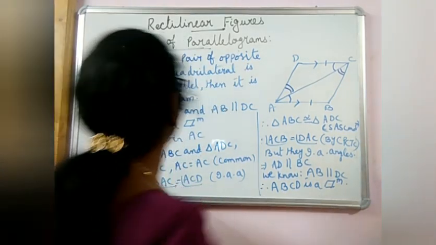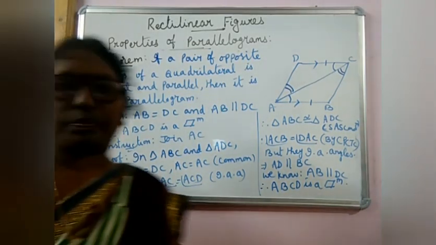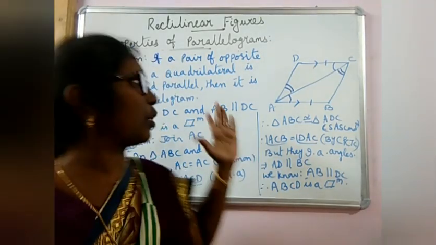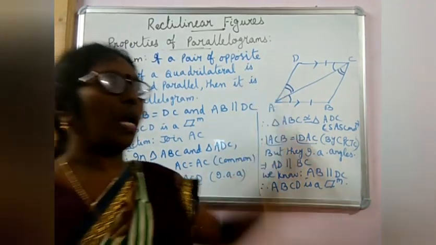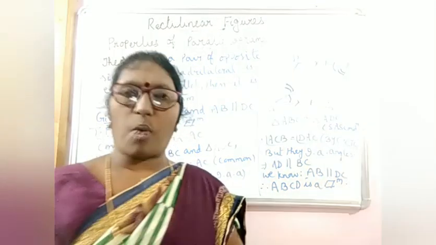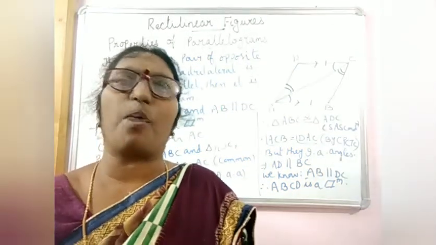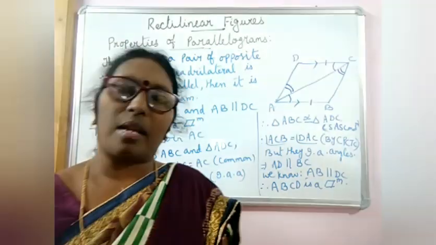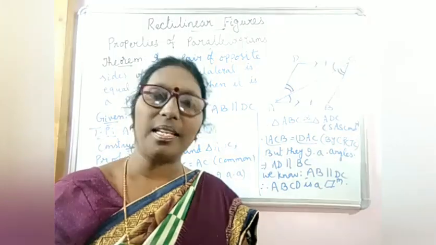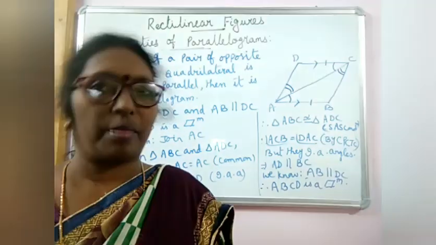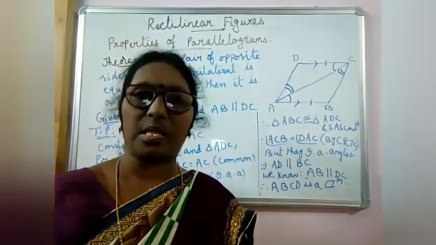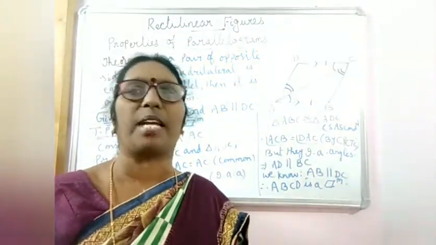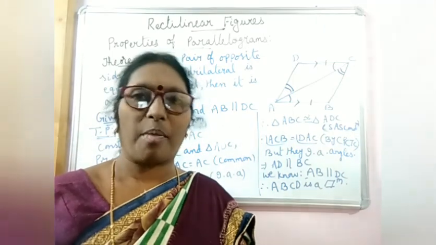Theorem is clear? So these are the two properties. If you know that in a quadrilateral, one pair of opposite sides are equal and parallel, the quadrilateral is a parallelogram. Clear? Please go through and make the concept clear. Try to understand, and these properties are very, very important. So try to remember these.